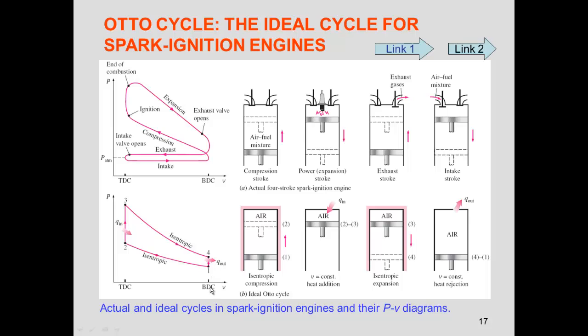As we described in past videos, this cycle will occur between the bottom dead center and the top dead center. So here we have the cycle that we're going to analyze. We have an isentropic compression. We compress air. Then when we get to the top dead center, we add heat, keeping the volume constant.